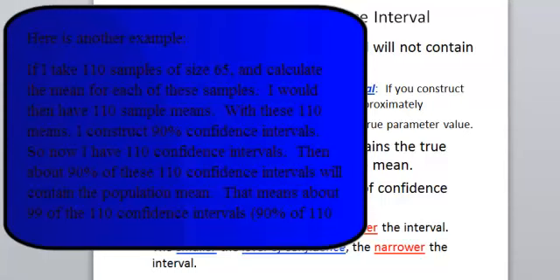About 90% of them will contain the true population mean. That's what we mean by a confidence interval.